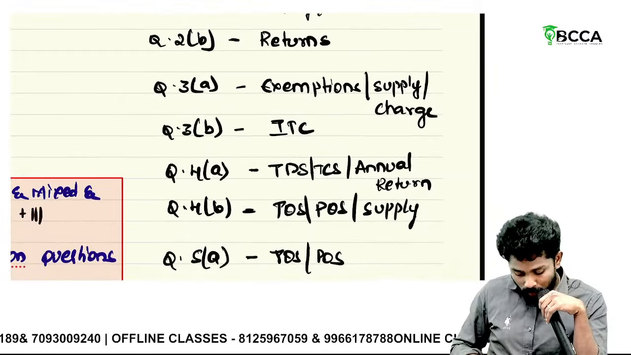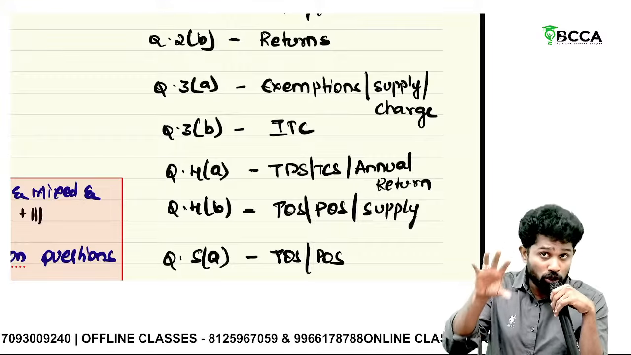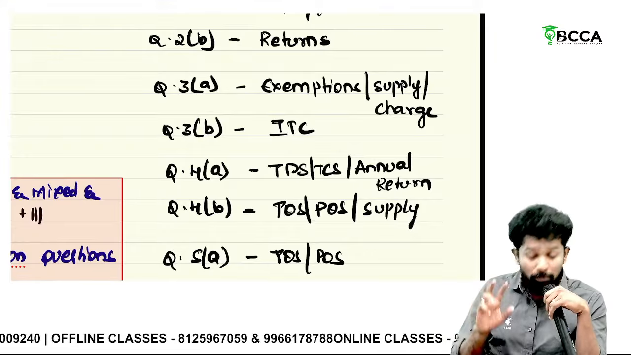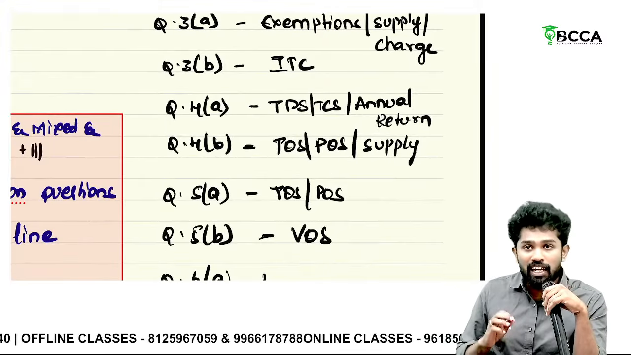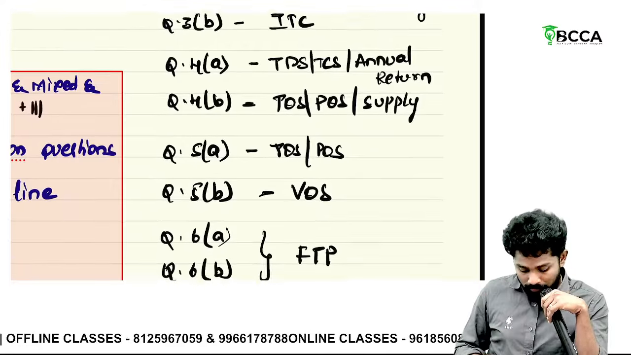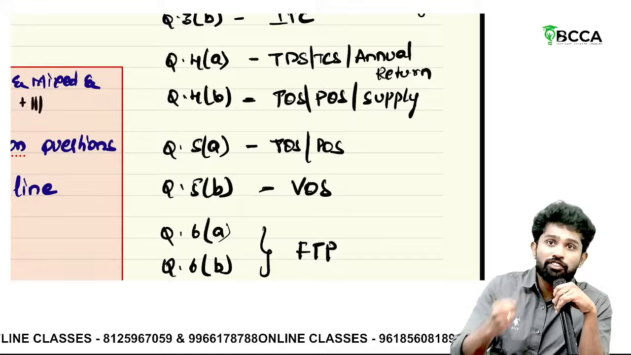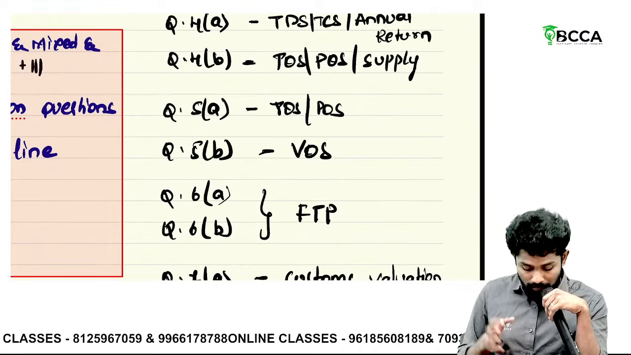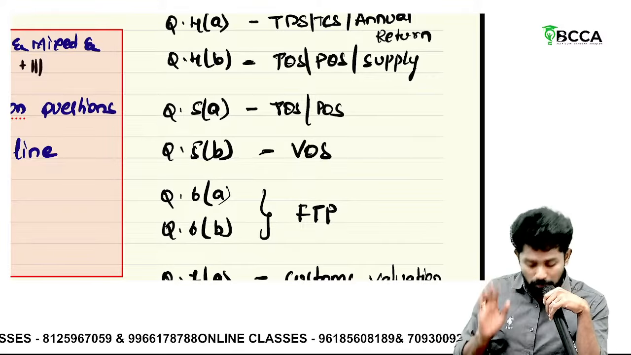Then question number 3A is from exemptions, supply. The question is majorly on exemptions only, but you should have knowledge of both supply and charge chapters as well. Question number 3B is again standardly from the ITC chapter. Question number 4A is TDS, TCS, and then the annual return concept as well. Question number 4B is majorly from time of supply or place of supply, in rare cases supply.